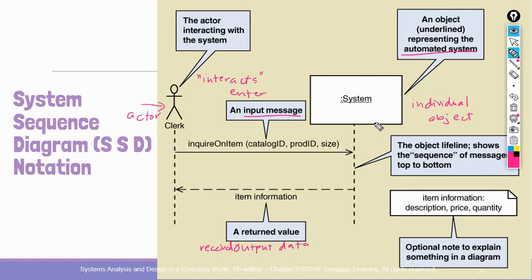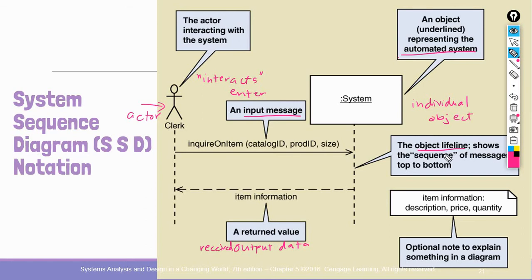The colon before the underlined class is a frequently used but optional part of the object notation to indicate that the system is an unnamed object of the class. In an SSD, the only object included is one representing the entire system, a named object of the system class. So underneath the actor and the system is a vertical dashed line called a lifeline.